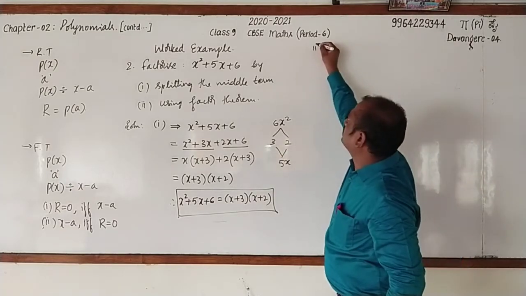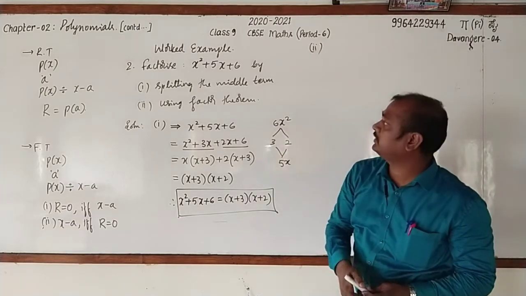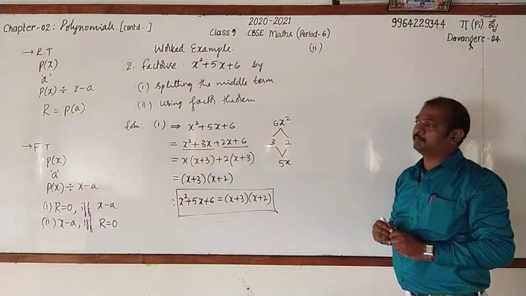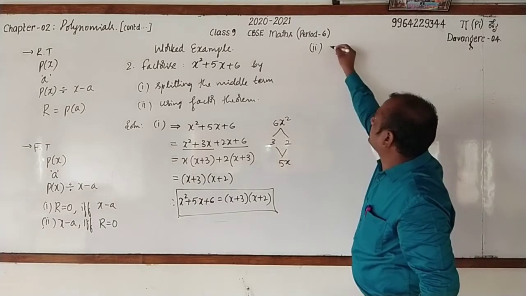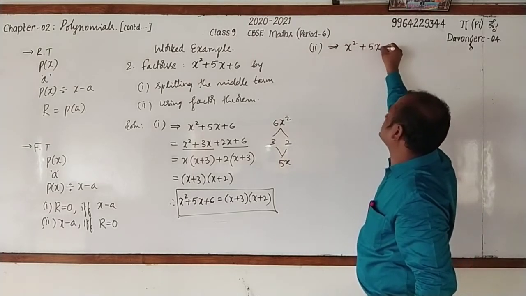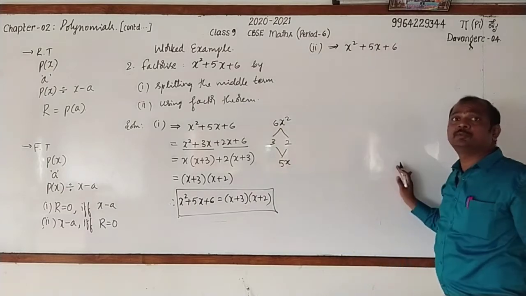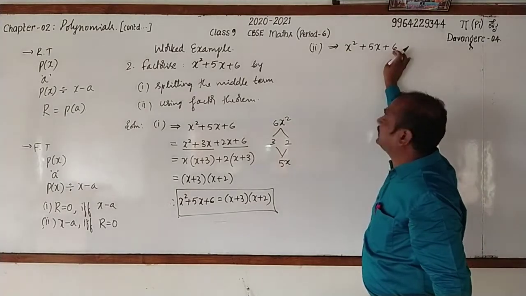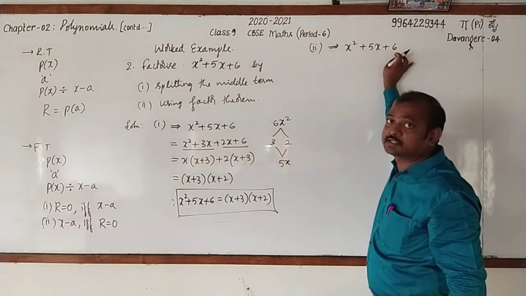Now, let's move on to the second method. What is that second method? We have to factorize by using the factor theorem. Let me write the given polynomial: x square plus 5x plus 6. What is the first step to be taken? Yes, you are right. You have to take the factors of the constant, the last term.